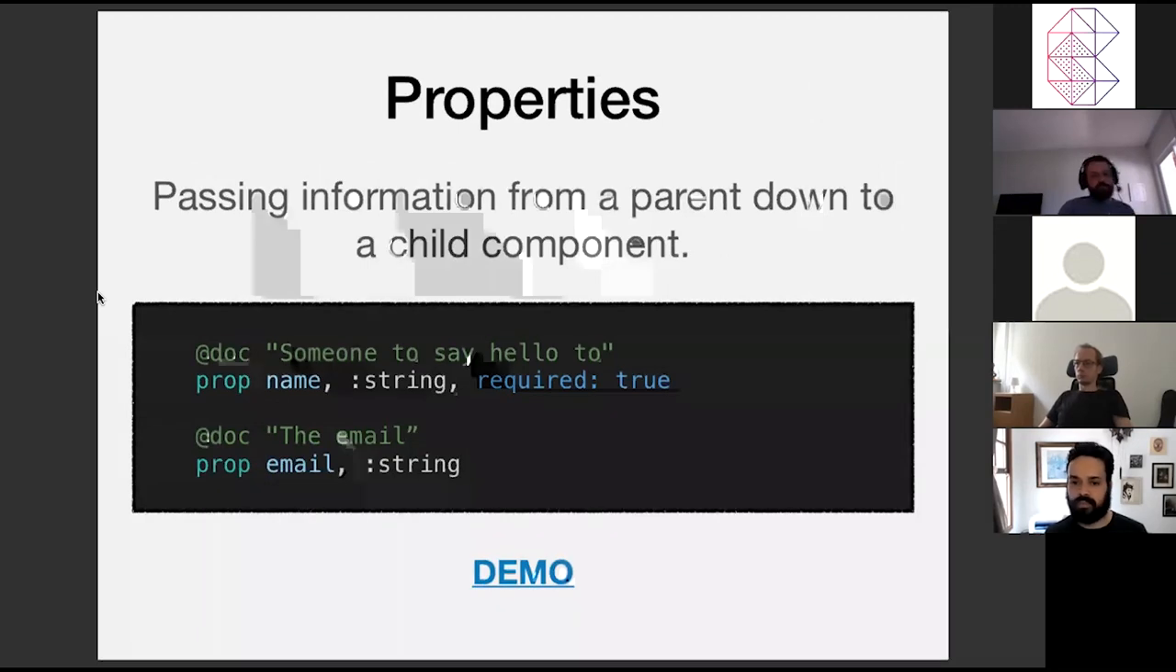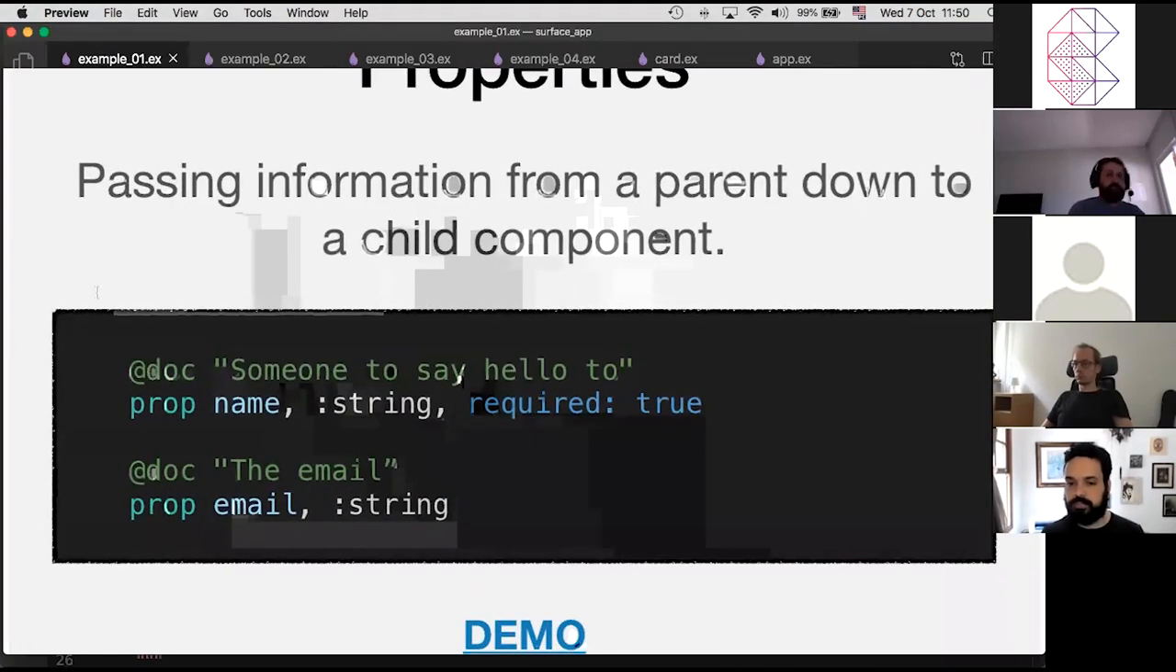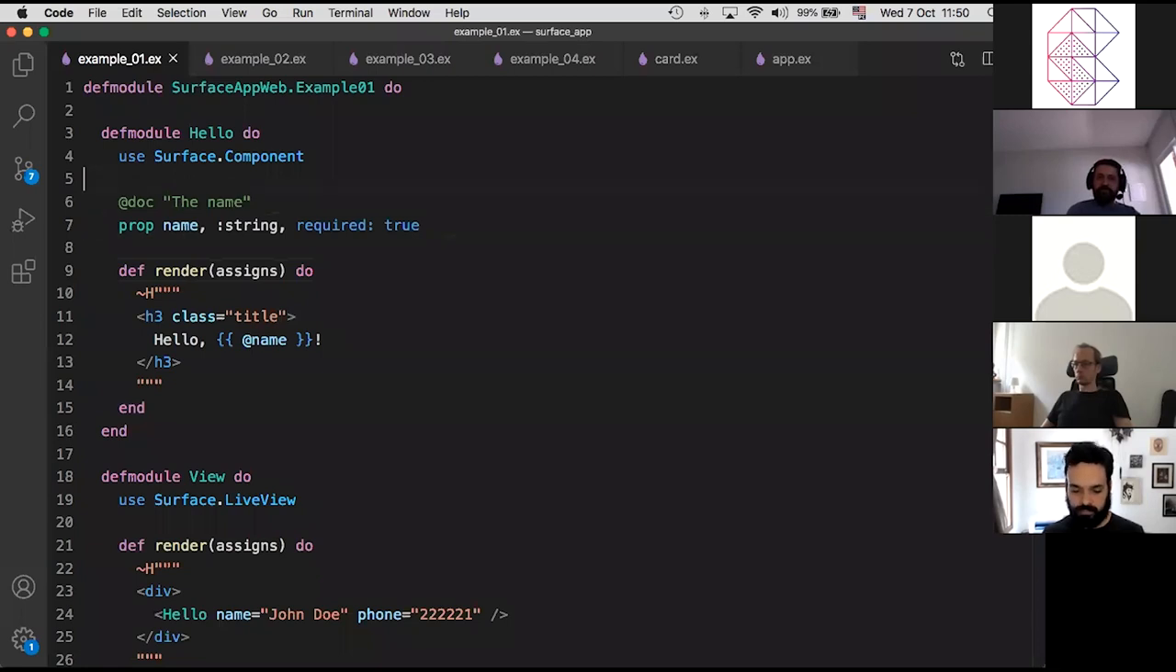So let's start with properties. So properties are the basic mechanism to pass information from a parent component to a child component. So again, if you're used to working with React or Vue.js, any of those technologies, this is pretty straightforward. So let's see it in action. So here's basically the example that we have in the slide. You can see it defines a property called name, and then you just print hello and whatever value is in this property.